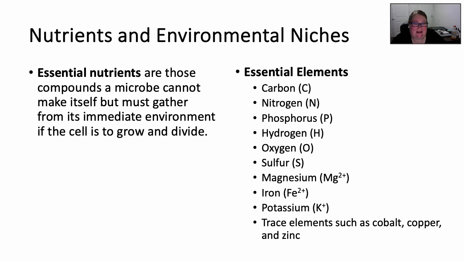We also need things like magnesium 2+ ions. We need iron 2+ ions, especially as humans, because we depend on that 2+ ion for our red blood cells to work and to gather oxygen. We need potassium, so K+. We also need trace elements like copper, cobalt, and zinc in order to function correctly. We can't make these elements, but we can get them from other things. That's why they're essential. So bacteria need these things in order to grow and divide.